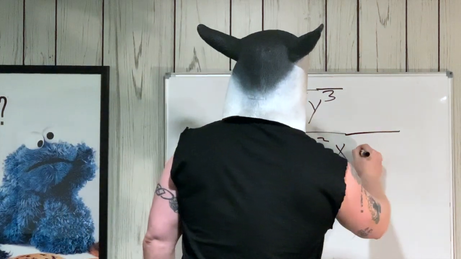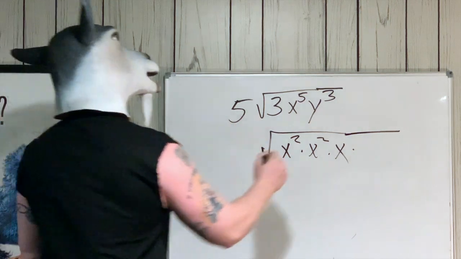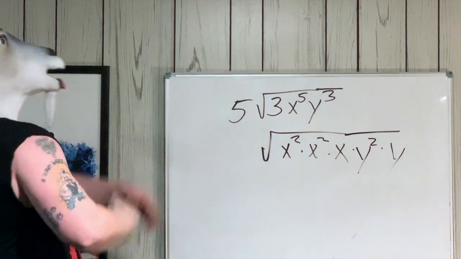So we're going to do the same thing with y, right? This time we only got 3. But remember, we're going to do it by the squares, right? So we're going to do y squared and just a regular y. Boom, boom, boom. All right.